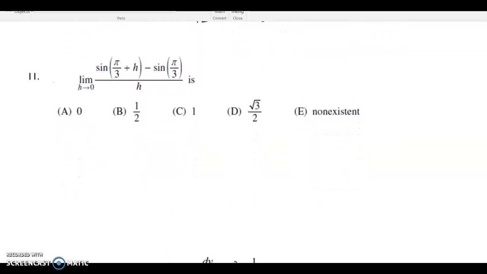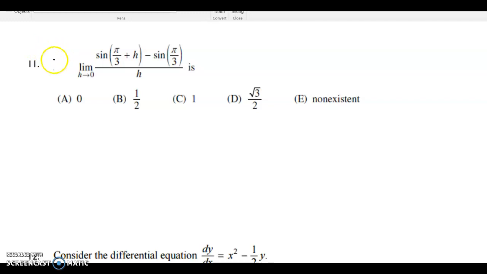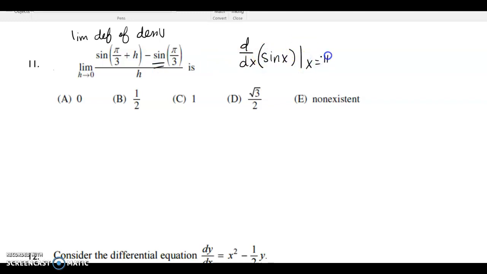Number 11 is hopefully a problem you already know how to do. We've gone over it before. So you recognize this formula hopefully as the limit definition of the derivative. So the limit as h approaches 0 of f of x plus h minus f of x all over h. And so it would help you if you recognize I'm trying to take the derivative. My function is sine of x, and I'm evaluating it at pi over 3. And so the derivative of sine is cosine, and then I'm going to evaluate it at pi over 3, and cosine of pi over 3 is 1/2.